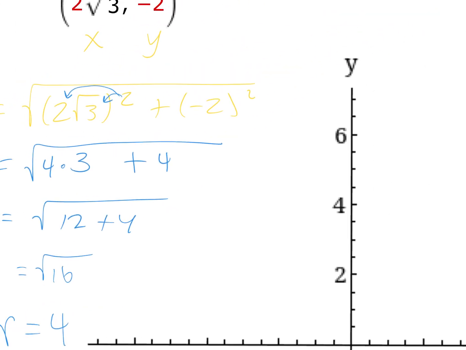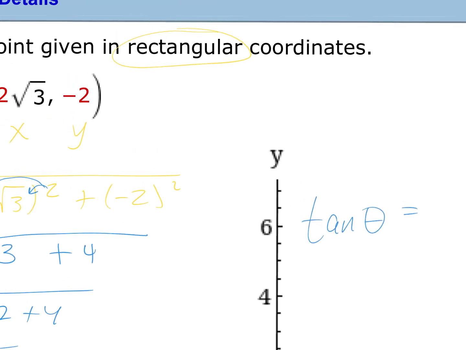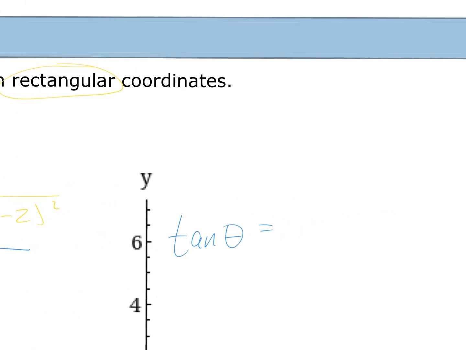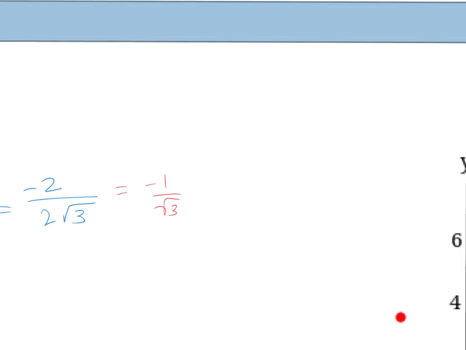Now tangent, this is a little trickier. They tell me that the tangent of theta is what? -2 over 2 root 3. We'll simplify that. Let's make that a little prettier. What does this simplify to? -1 over the square root of 3? Do we ever leave it like that? So it'd be negative square root of 3 over 3.